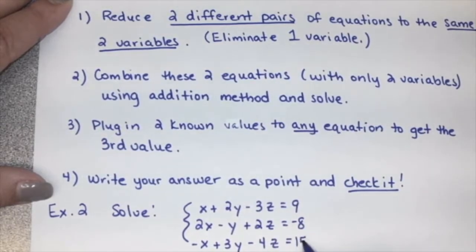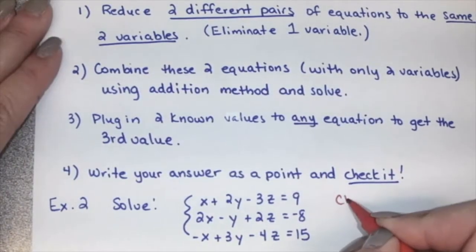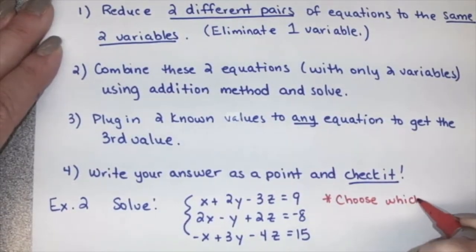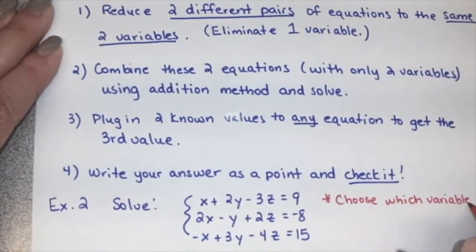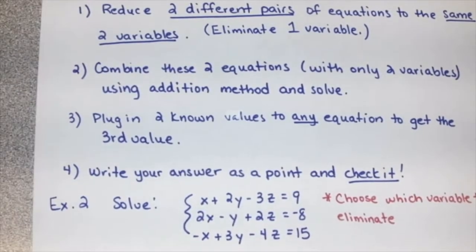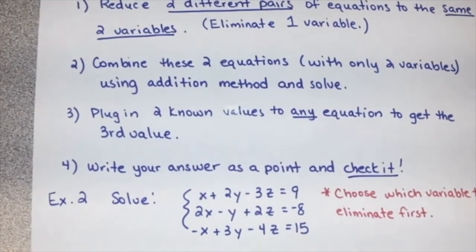So let's say that I have these three equations. x plus 2y minus 3z equals 9. 2x minus y plus 2z equals negative 8. And negative x plus 3y minus 4z equals 15. The first step, in your mind or written down, is to choose which variable you're going to eliminate first. You can get lost in the steps of this problem because it is lengthy. It doesn't matter which one, so pick the one that looks the smallest or the easiest to eliminate.